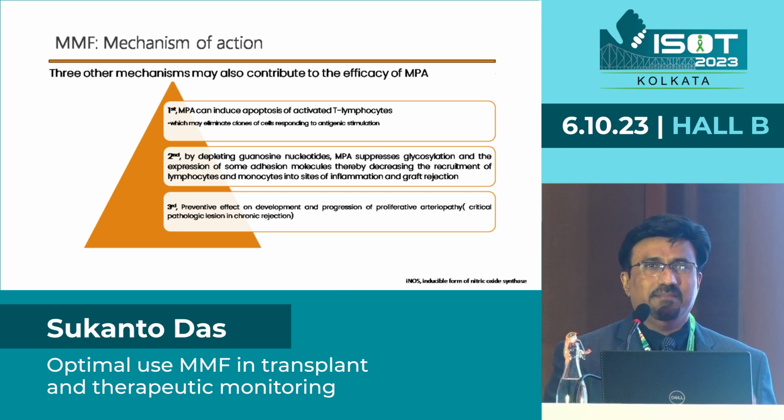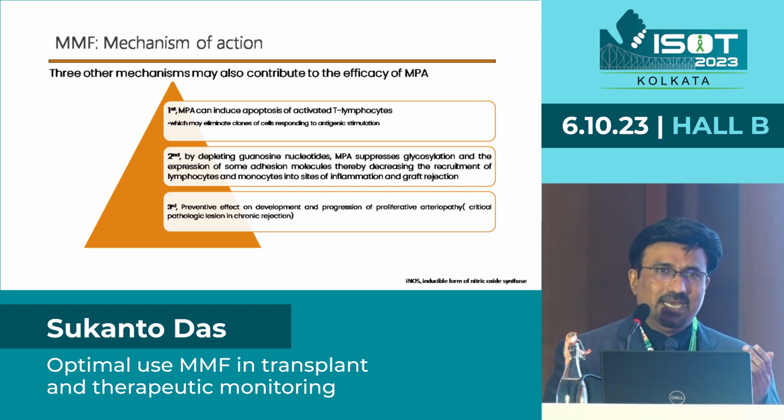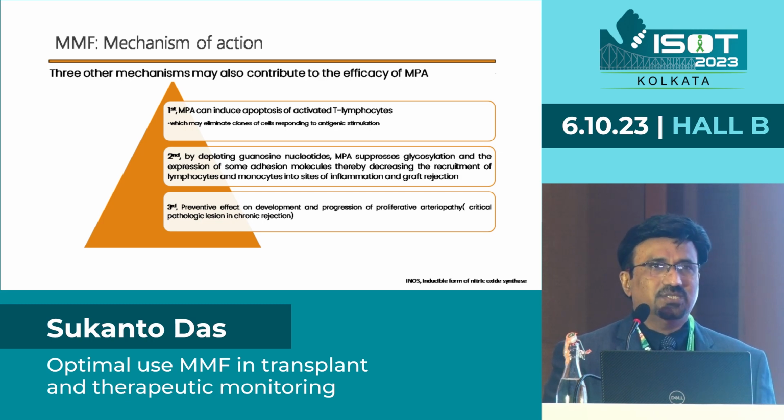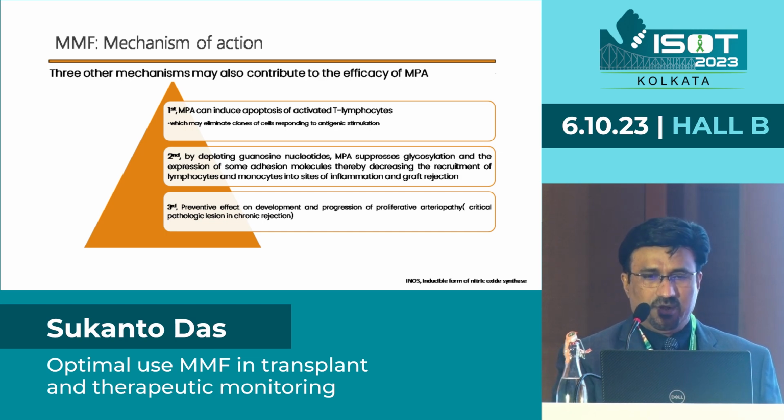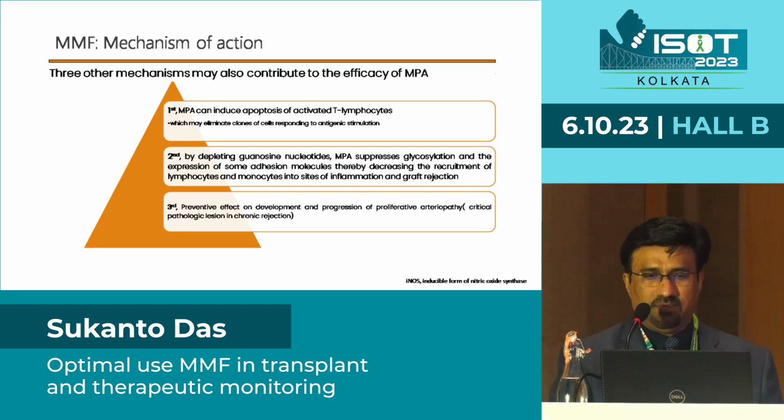It has certain other elements to its action. For example, it induces apoptosis of activated T lymphocytes. By depleting guanosine nucleotides, it also suppresses the proliferation and migration of neutrophils, lymphocytes, as well as monocytes, the cells that are responsible for aggravating an ongoing rejection. So it has a protective effect against ongoing rejection. Another very important aspect of this drug is that it has a preventive effect on the development and progression of proliferative arteriopathy, the critical pathologic lesion in chronic rejection. So these are some of the very important aspects of this drug.